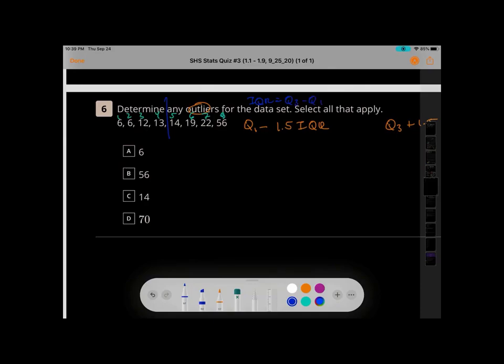Okay, so let's figure quartile 1. That's this pink. 4 numbers. Take the average. 6 plus 12 divided by 2. And your quartile 1 is going to be 9.